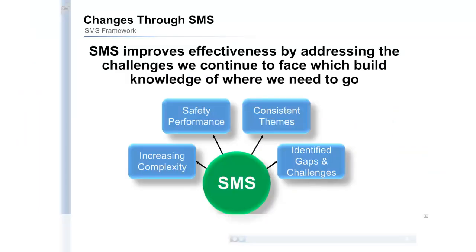SMS improves effectiveness by addressing the challenges we continue to face, which build knowledge of where we need to go. The ever-increasing complexity in transit service delivery operations. The industry's safety performance, and the need to improve the existing safety performance to reverse the current trend and safety plateau we have experienced. Consistent themes in the causes of accidents. The gaps and challenges in safety management identified through investigations and audits.